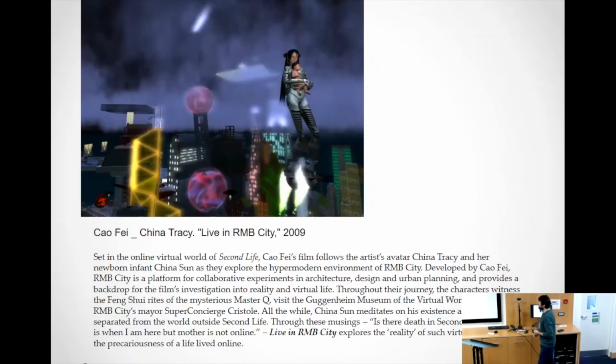Oh, and then finally a work by Chao Fei, prominent Chinese artist, who's actually developed quite a large project called R&B City, where she used Second Life. You know, people actually are still on Second Life at this point, but certainly when this was made in 2009, she saw this as quite a useful tool, I guess, in her practice. And she created this R&B City, which is this kind of hybrid of New York and Beijing and futuristic worlds.